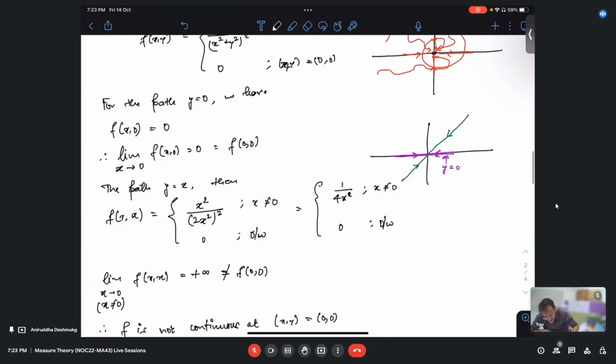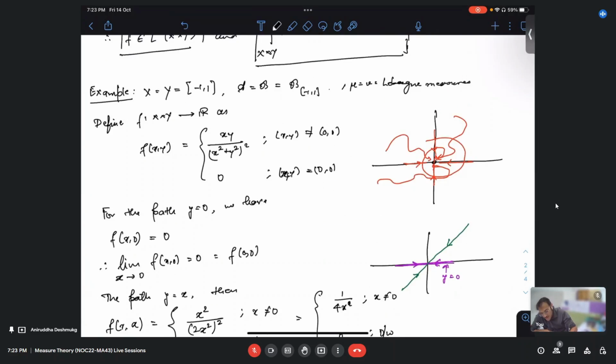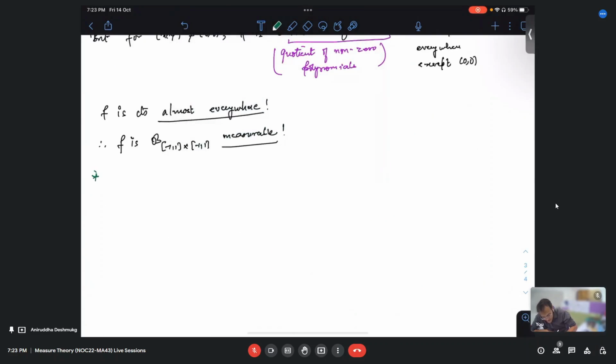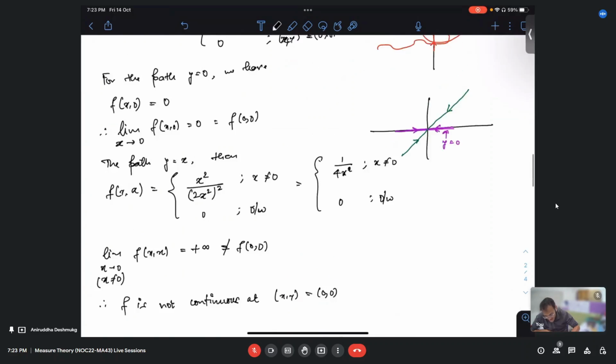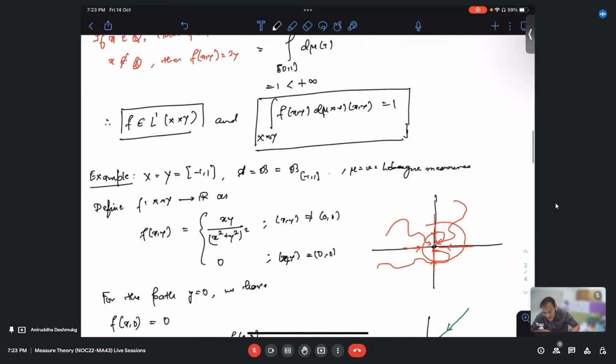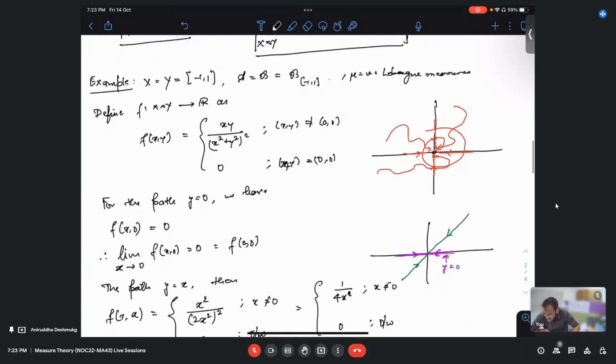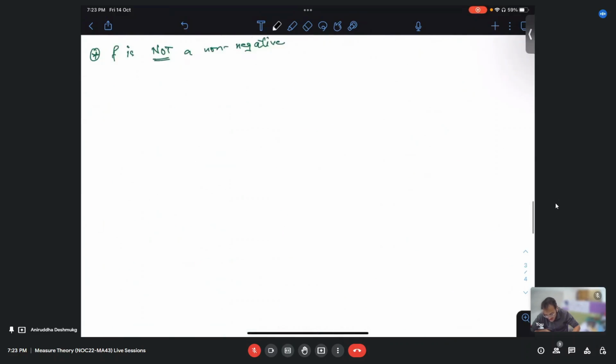But this is not a non-negative function. Again, here I must make an observation. f is not a non-negative function. So to know whether it is in L1 or not, I want to check whether, well, now I cannot use this remark which I gave before, that one of these two integrals is finite implies f is in L1. No. So let us do one thing. Nonetheless, let us evaluate the two iterative integrals. Let us see whether the value comes out to be the same.